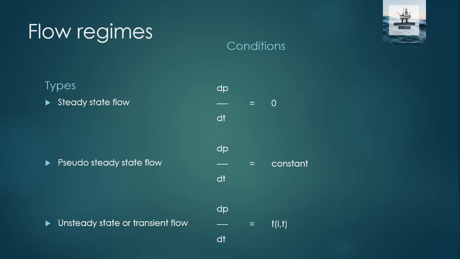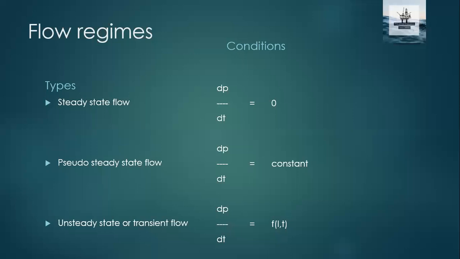∂P/∂t is equal to f(i, t). ∂P/∂t, the change in pressure with respect to change in time, is a function of i, which represents location, and t, which represents time. So this is how we are going to measure unsteady state flow: change in pressure with respect to change in time is a function of location and time.